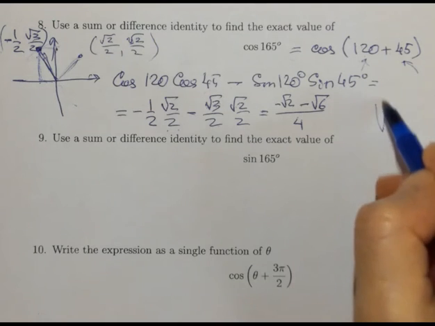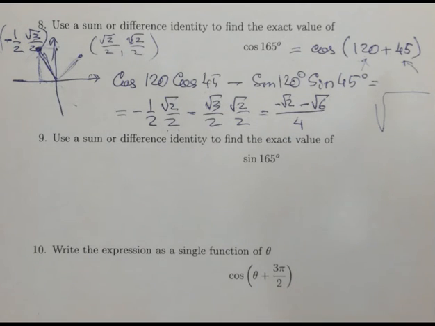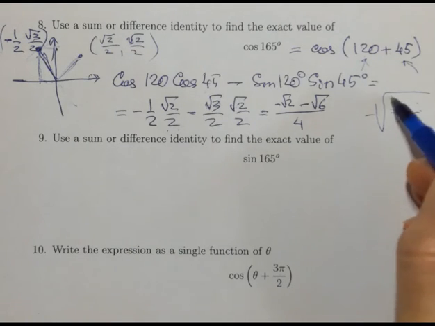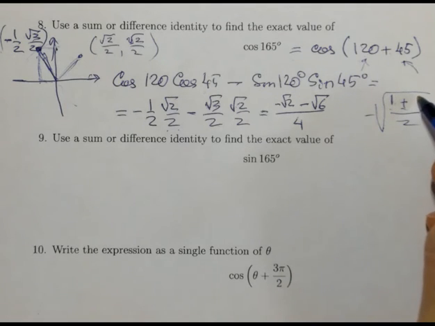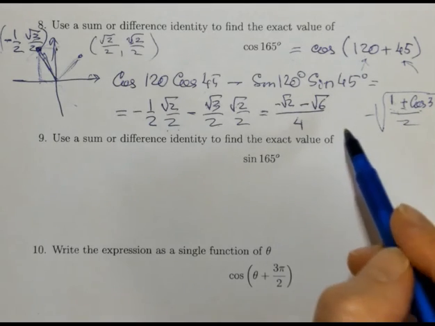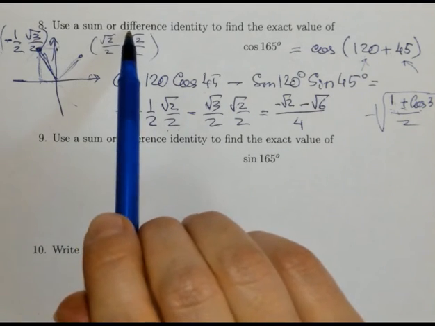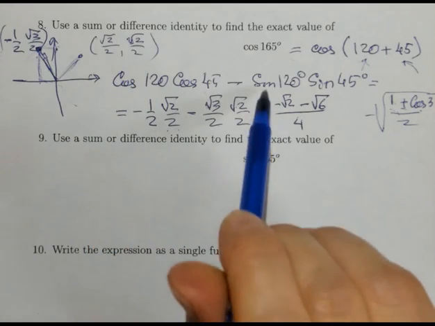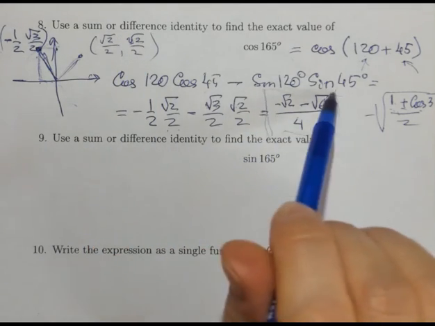So you will get something like negative square root of 1 plus cosine of 330 degrees, over 2. It's possible to show that it is the same, but if you are asked to use the sum or difference identity, then I am waiting for you such an expression.